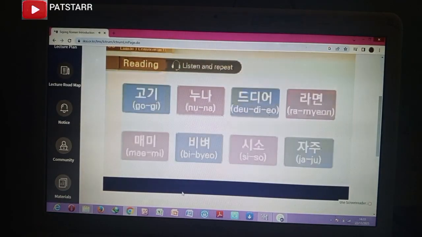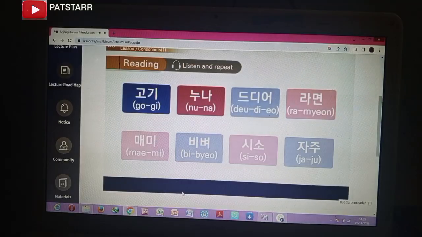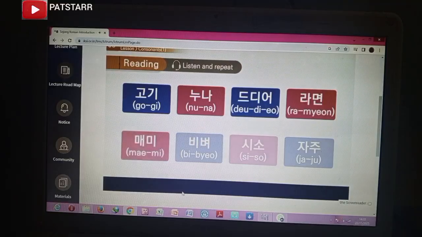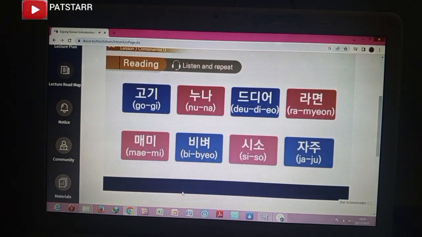Let's try reading the following words together. Listen and repeat. 고기, 누나, 드디어, 라면, 매미, 비, 이별, 시소, 자주.